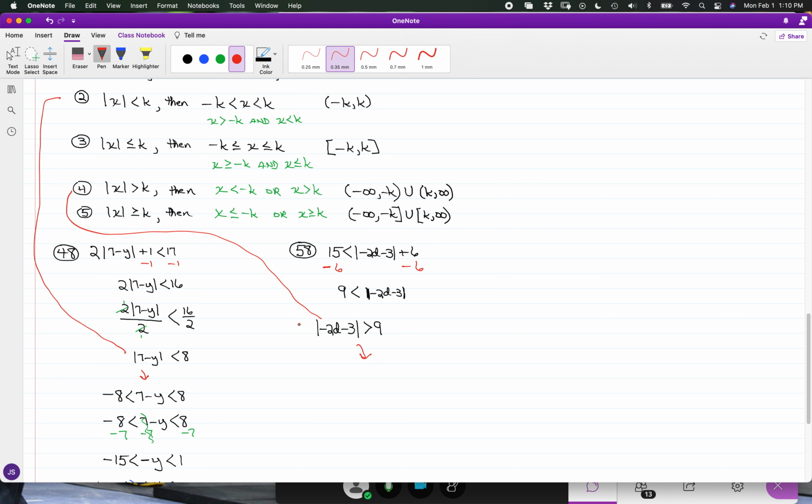And this time, once I take out the absolute value bars, we're going to have these detached inequality statements. At the lower end, the absolute value of negative 2d minus 3 greater than k at 9 becomes negative 2d minus 3 is less than negative 9, or x is greater than k, whereupon we have negative 2d minus 3 is greater than 9. And now solving for the variable d.